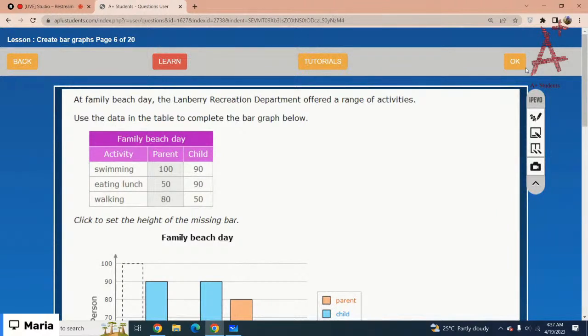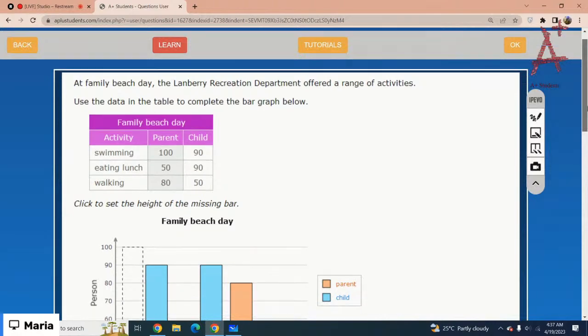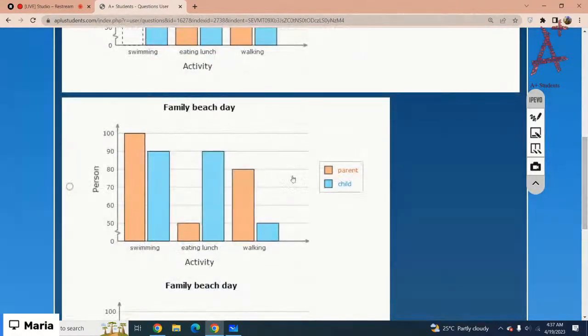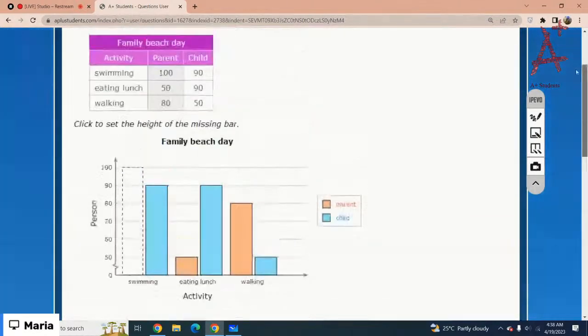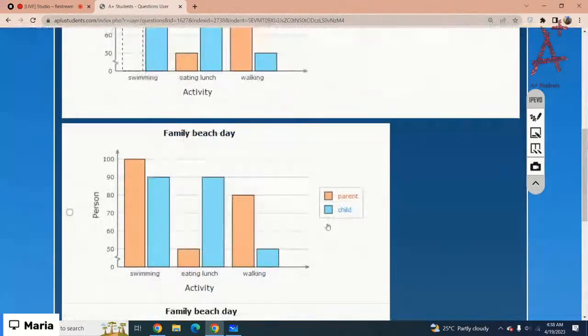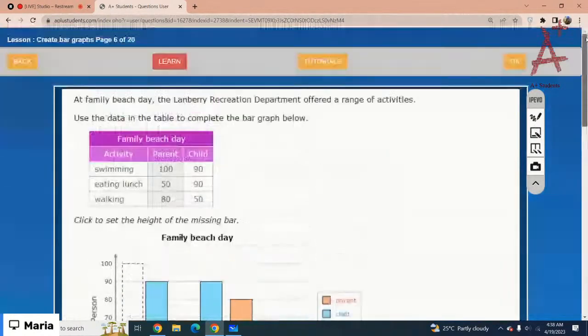Okay, at Family Beach Day, the Landberry Recreation Department offered a range of activities. Use the data in the following table to complete the bar graph. So 190, 50, 90 and 80, 50. Yes, the first option is the correct option.